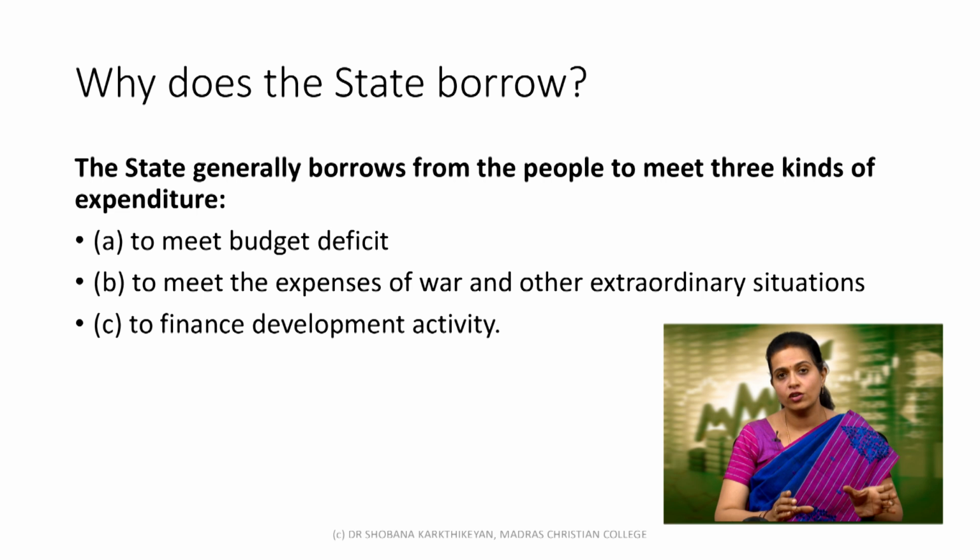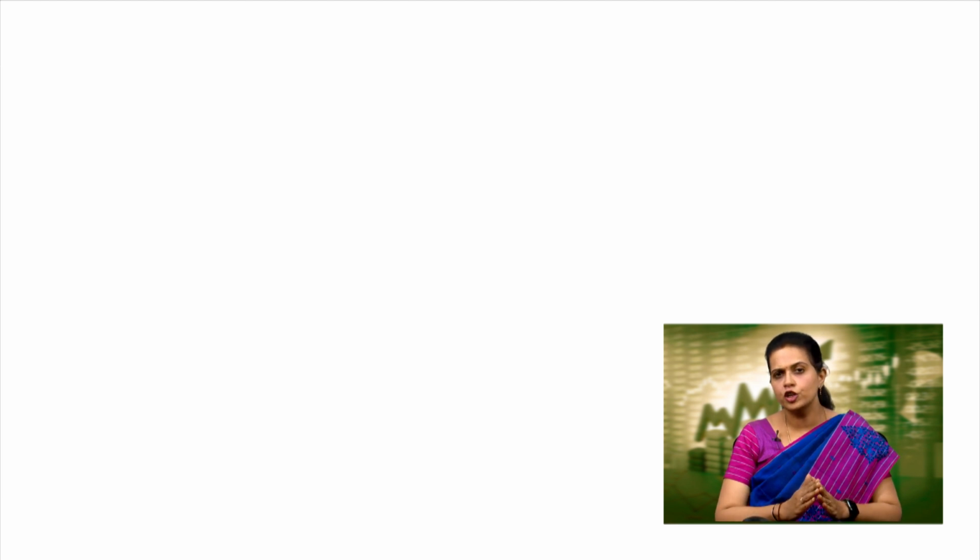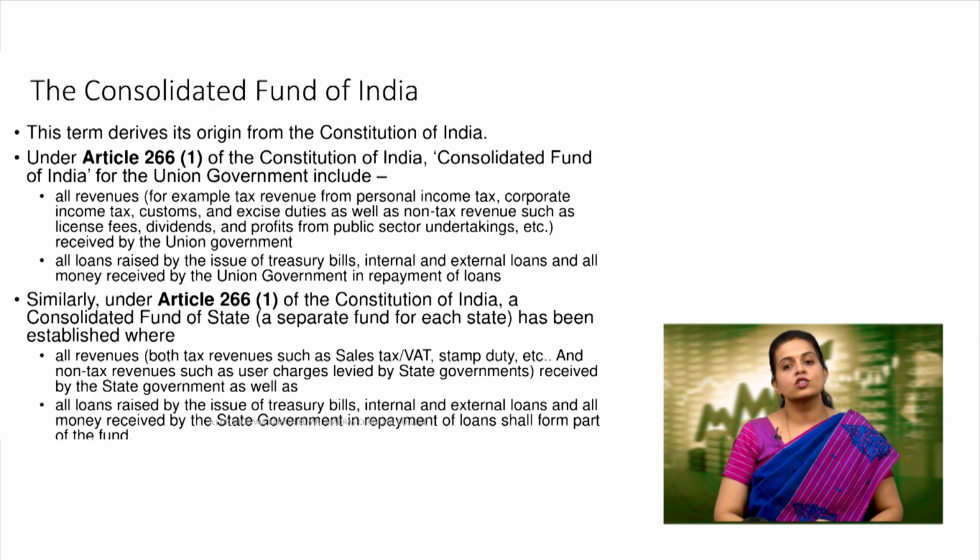This is the account where the debt contracted against the Consolidated Fund of India is actually called the public debt. Now, the Consolidated Fund of India is a huge spreadsheet of all incomes and expenditures that the central government, or all the governments put together, actually perform. So, the Consolidated Fund of India derives its name from the Constitution of India.